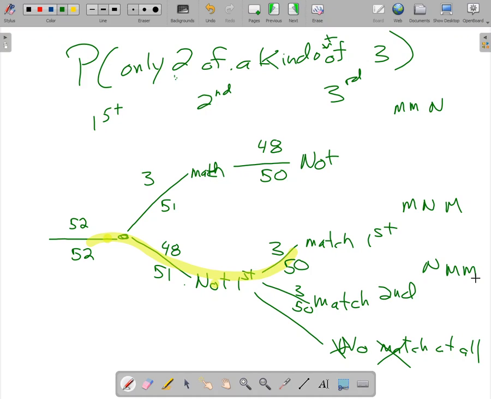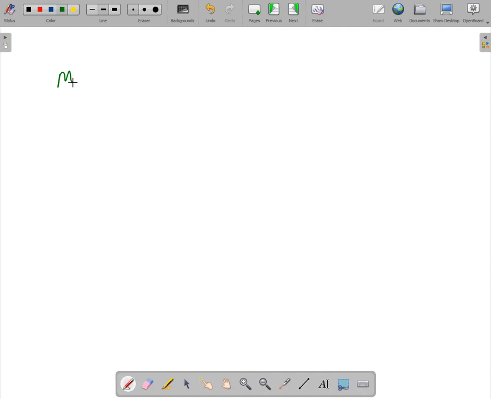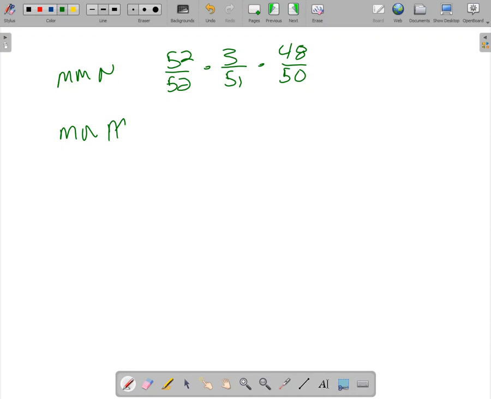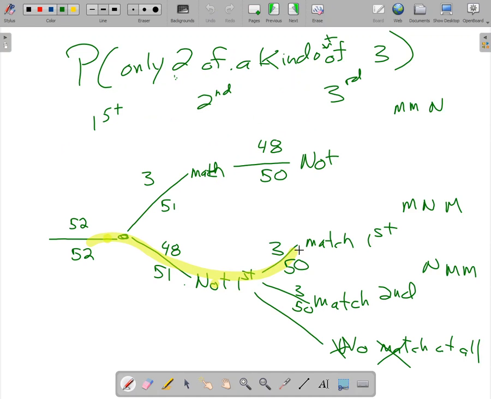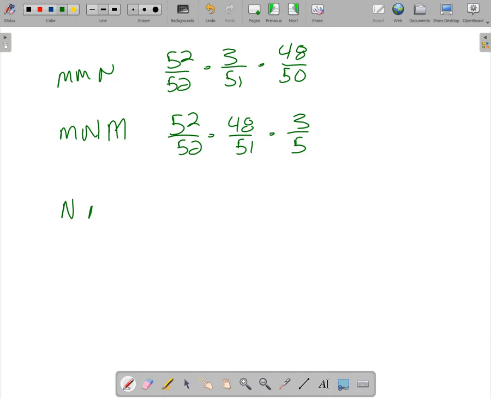And let's write down what happens for each of these. So we're going to need to summarize that on another page. My options were match, match, not. And that was 52 out of 52 times 3 out of 51 times 48 out of 50 for the not. Okay. The other option was match, not, match. And that was 52 out of 52, 48 out of 51, and then 3 out of 50, I believe. Yeah, right there.